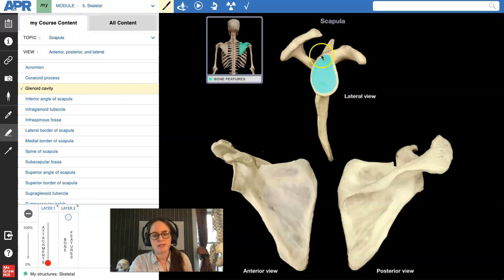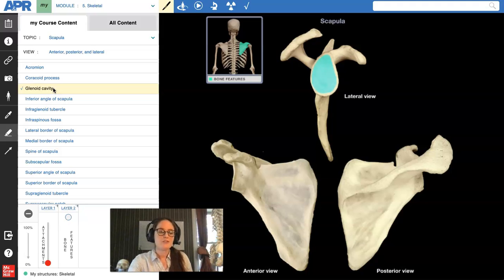So this is facing laterally. The head of your humerus is going to articulate into this glenoid fossa or cavity on the scapula, and that's going to be part of that ball and socket joint of the shoulder. Now this is calling it glenoid cavity. Usually if it's a fossa, it's going to be like a shallow sort of concave surface, and I think that's actually a better descriptor. Personally, you can use either one.